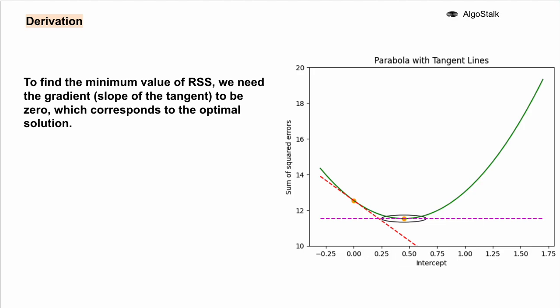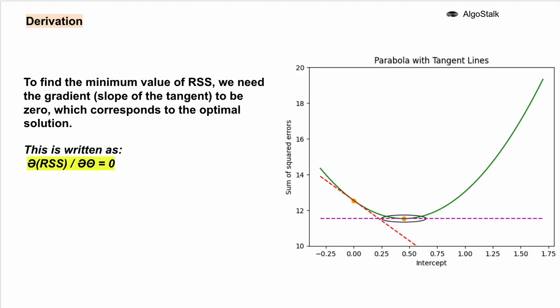Take another look at the graph of the parabola we saw earlier. This graph illustrates how the sum of the squared errors changes with the intercept. The minimum point on this curve is where the tangent's slope is 0. This point gives us the optimal solution for our coefficients, where our model fits the data best. So, by finding where this gradient is 0, we can pinpoint the best possible fit for our line. It's like finding the perfect balance where our predictions are most accurate.